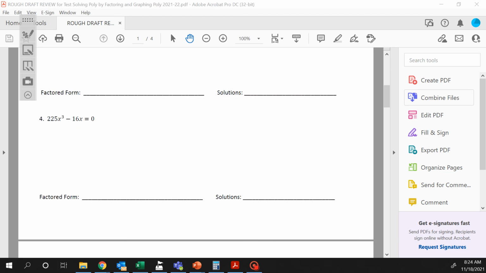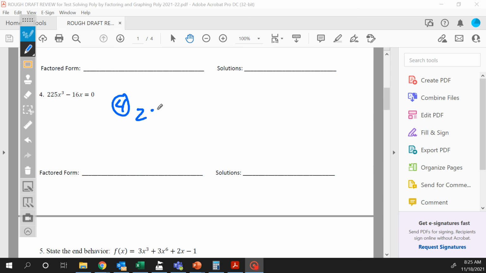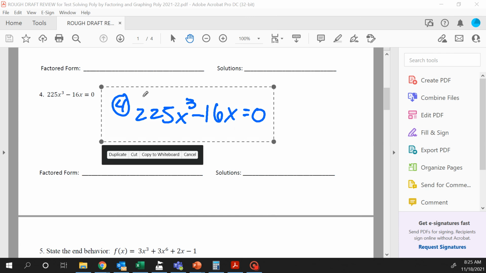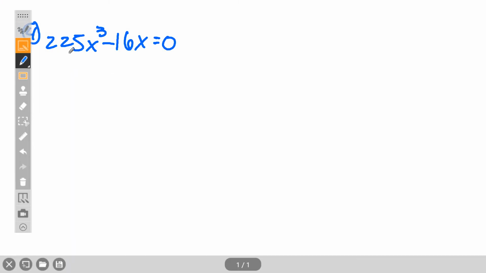Number 4. For number 4, we have 225x cubed minus 16x equals 0. First up with this one, you have to take out the GCF because they both have a GCF. They have an x in common, so you have to factor out the x, leaving 25x squared minus 16.